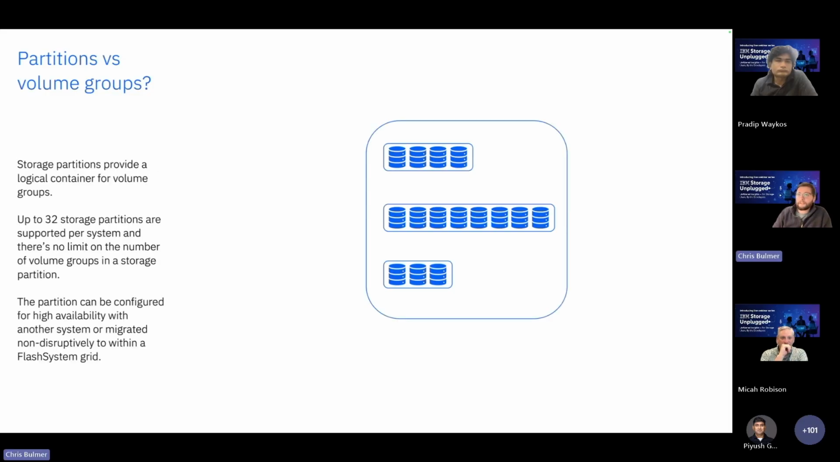Then as I said earlier, the storage partition kind of wraps those, and this is the logical entity for one or more volume groups. We don't actually have a limit on the number of volume groups that you can have in a storage partition. We support up to the system limit of 1,024 in a single partition if you wish. And then on the storage partition, we can assign high availability to it, or we can migrate it to another member of the FlashSystem grid independently.